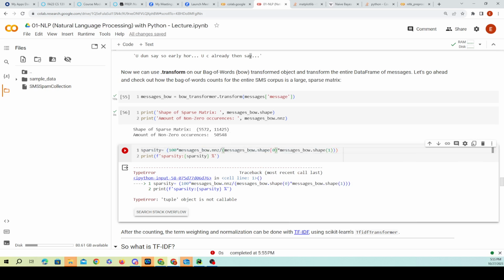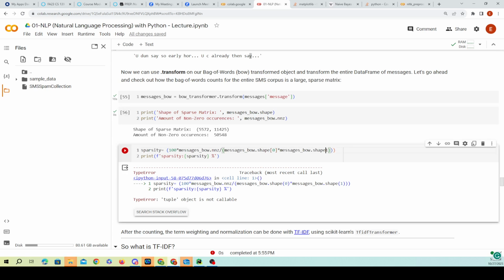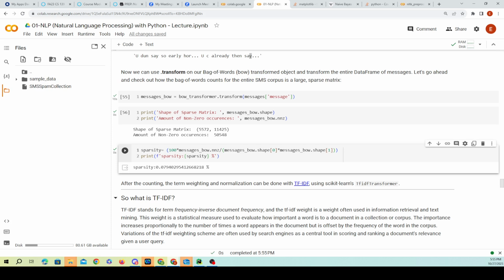We're accessing the first entry, and we're going to access the second entry there. Sorry, I used the parentheses instead of brackets. There you go. So this is saying that the probability of the number of non-zero words is so low. It's like 0.07%. That's pretty low.